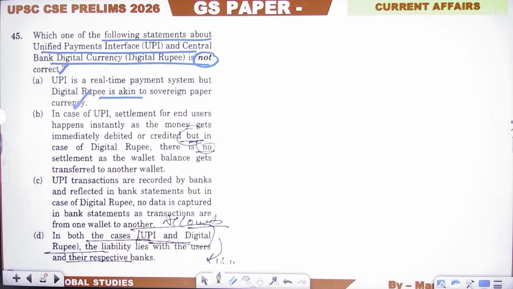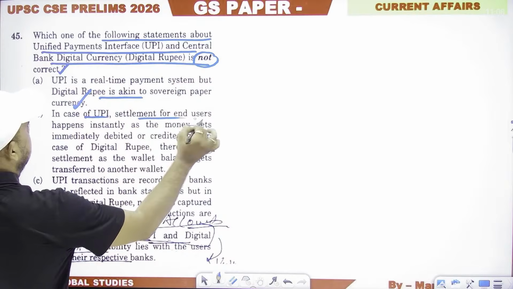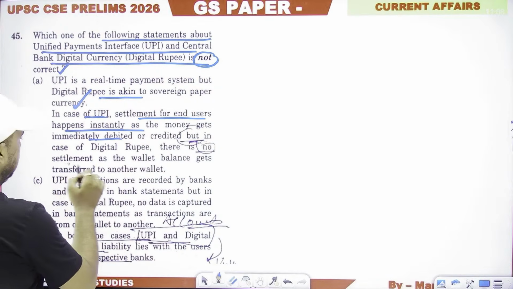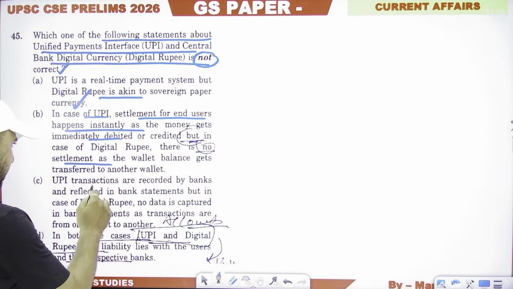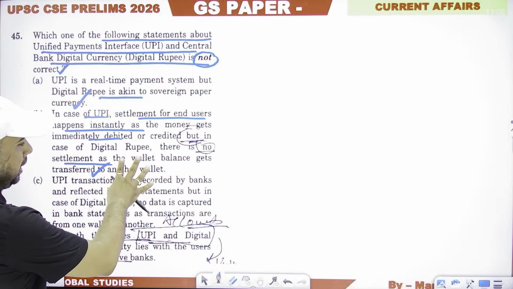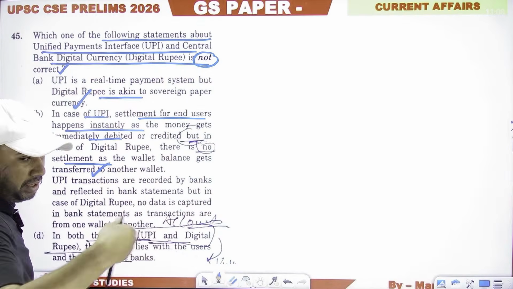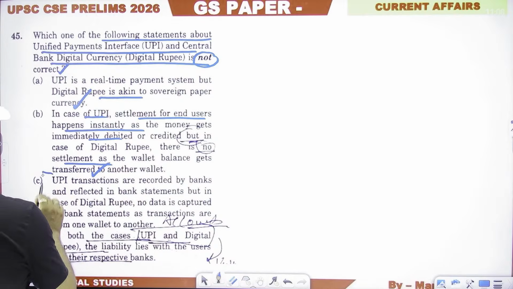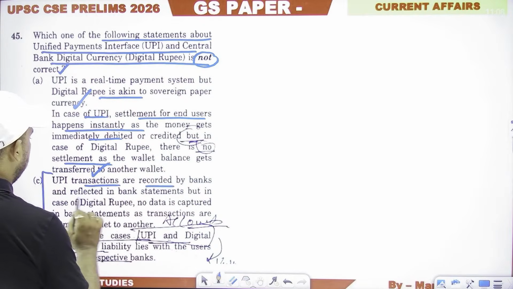In the second option, they are saying that in case of UPI, settlement for end users happens instantly as the money gets immediately debited or credited. But in case of digital rupee, there is no settlement as the wallet balance gets transferred to another wallet. So this is a kind of wallet, and UPI you are already using, so it is transferred from one account to another.